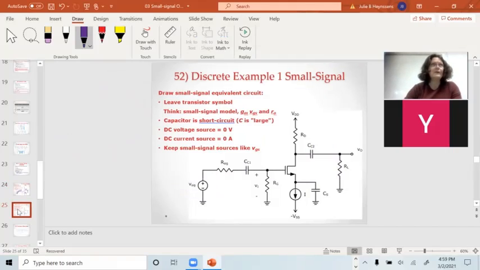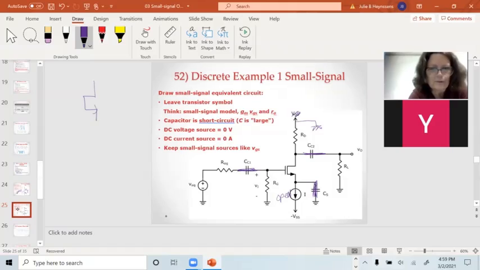yeah, we're going to take the same circuit and draw the AC equivalent. So for AC, the capacitors are shorts, so I just short them out. That's a short to ground. My DC voltage sources get shorted out, so this becomes a short to ground. And my DC current source goes open. And so basically what I have here, the equivalent circuit looks like this.